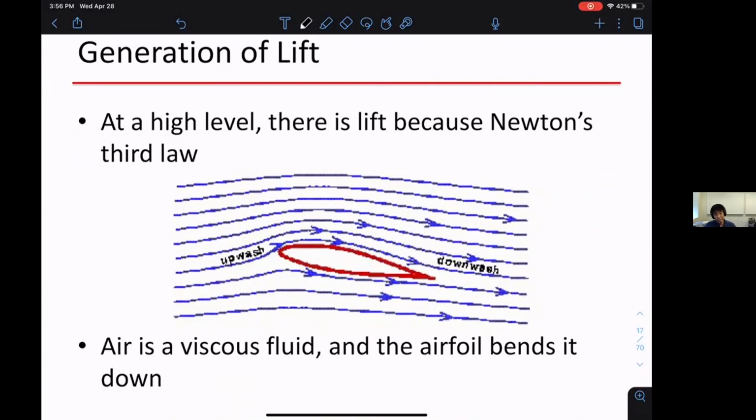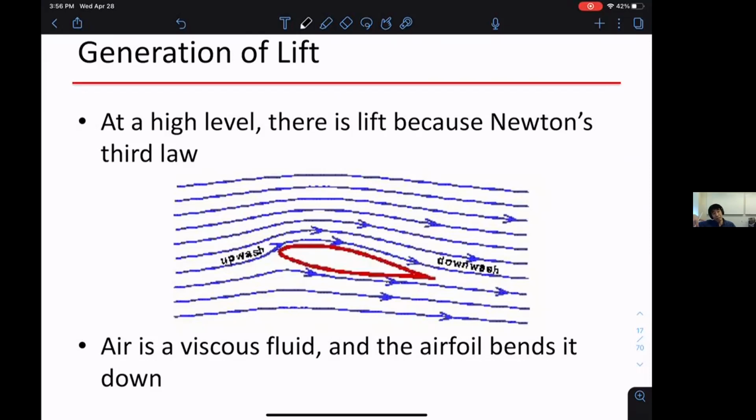And the reason you can push air downwards is, one, because you have an angle of attack, right? You're tilting the wings. Second is because the airfoil shape actually works because the air is sort of a viscous fluid, so it hugs the shape of the wing. Because it hugs the shape of the wing, the air gets bent downwards.